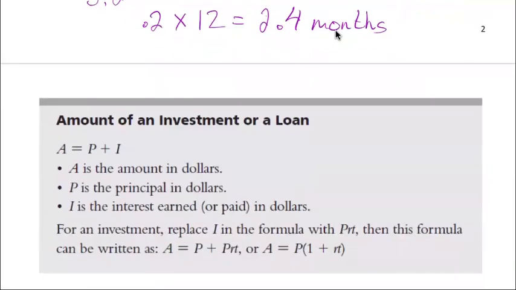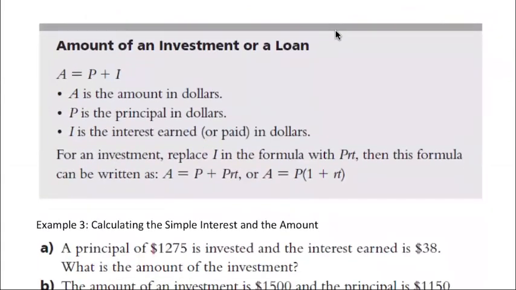Moving on. Amount of investment or loan. So the simple interest formula only calculates the amount of interest that we earn or have to pay back. In order to figure out the total amount that has to be paid back or the total amount that we end up having, we have to add it back to the principal. So a simple way to think about that is the amount at the end is equal to the principal plus the interest, whether it's an investment or a loan.